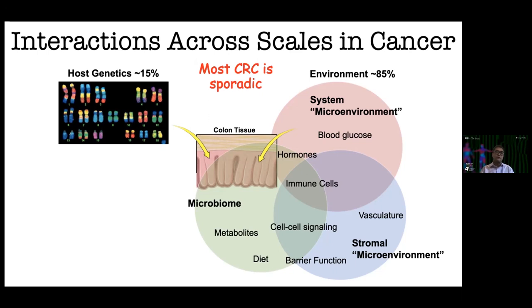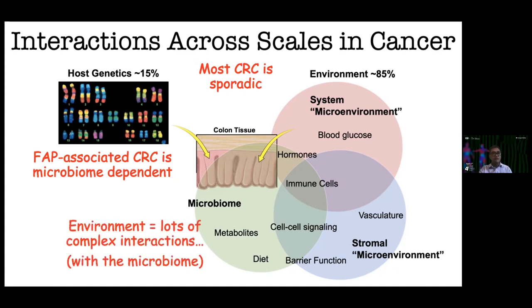So most colorectal cancer is sporadic, and even in the case of familial adenomatous polyposis, which is a genetic predisposition that gives you colorectal cancer, that has also been found to be microbiome dependent in a mouse model where you can knock out the microbes and see that you don't have as much colorectal cancer.